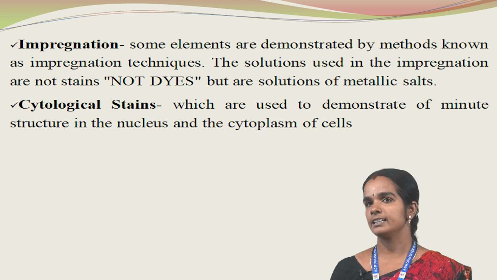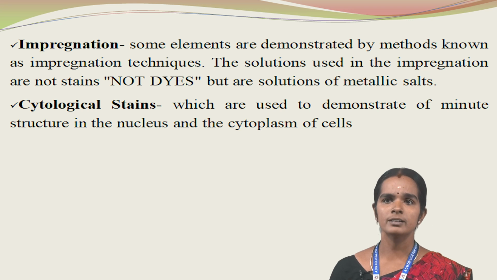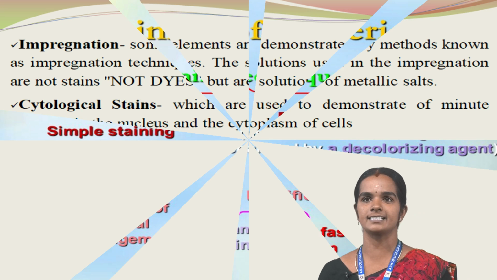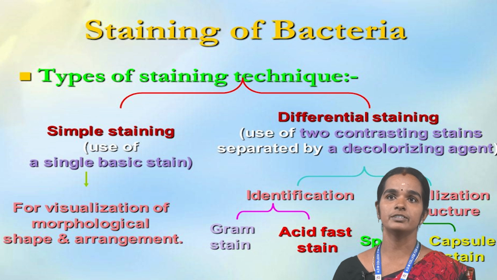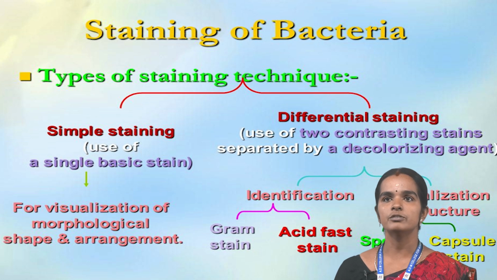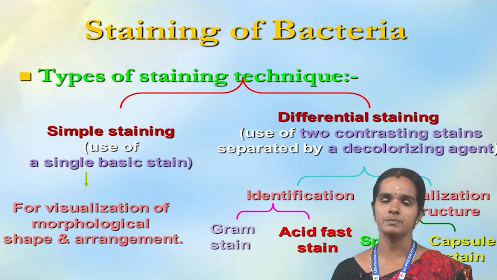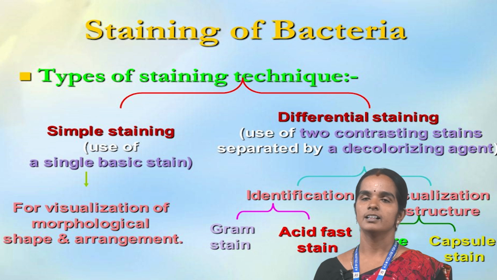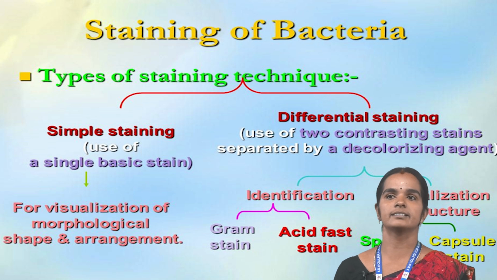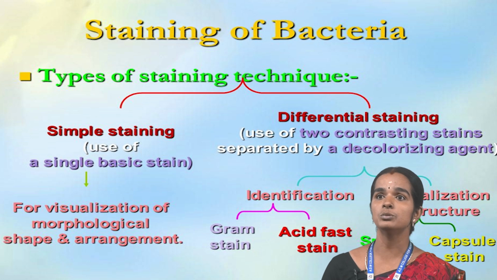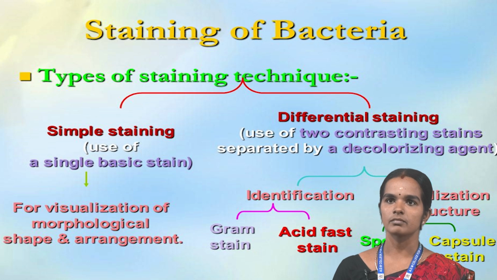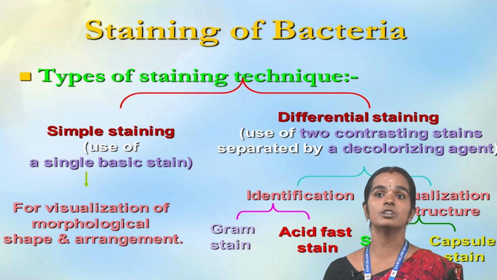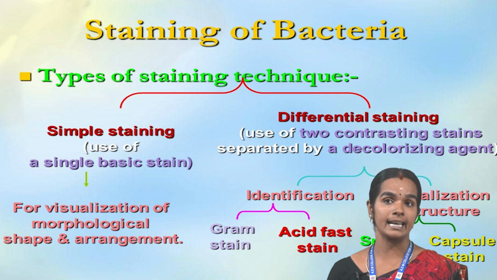Cytological stain. This is the last stain, which is used to demonstrate minute structures in the nucleus and the cytoplasm of cells. This is the structure of the staining of bacteria. Types of staining techniques are divided into two types. One is simple staining, the other is differential staining. Simple staining uses a single basic stain. Differential staining uses two stains and a decolorizing agent. Simple staining is used for visualization of morphological shape and arrangement.